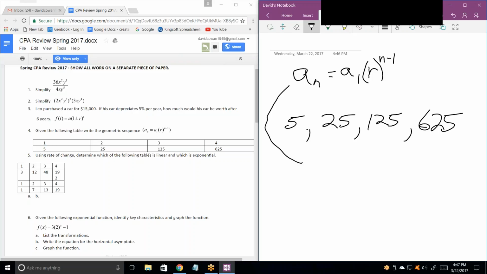Now, what I wrote at the top of the page is the general formula for all geometric sequences. What they want from you is the exact formula for this geometric sequence. So you're still going to have an a sub n, but they've given you a sub 1. What is it? It's the first term.